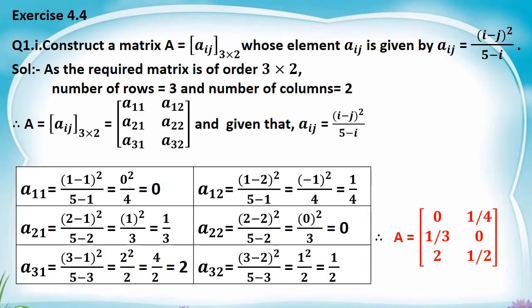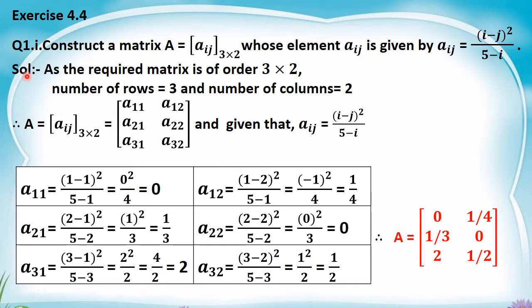Now, we will start solving the sums of exercise 4.4. Question number 1, first one. Construct a matrix A = [aij] of order 3 by 2, whose element aij is obtained by aij = (i minus j) the whole square upon (5 minus i).